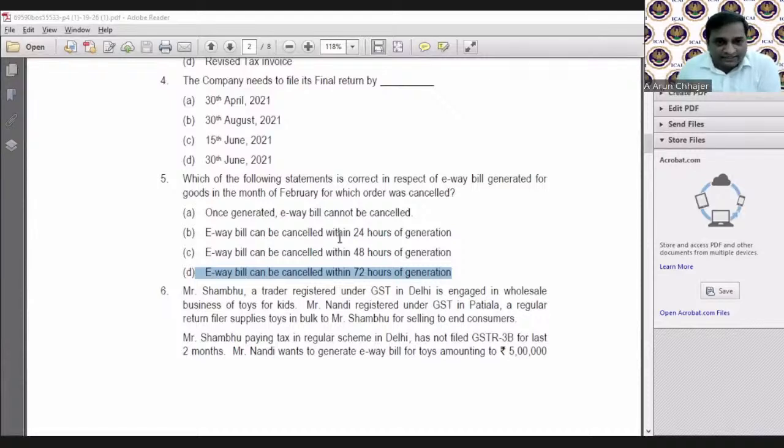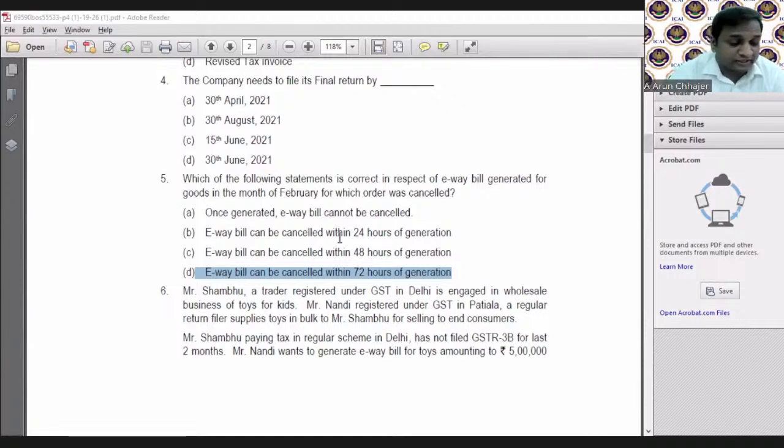Fine. The answer is 28th. Can you tell me what is the due date of the GSTR 3B under QRMP? The right answer is 22 or 24, depending upon the state, and it is quarterly, not monthly.